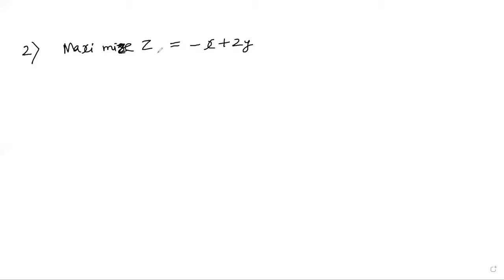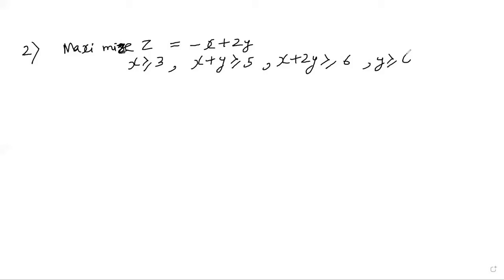The conditions that are given here are x greater than or equal to 3, x plus y greater than or equal to 5, x plus 2y greater than or equal to 6, and then y greater than or equal to 0. So these are the conditions given to us. In the same way, first we are going to make the tables for the equations.